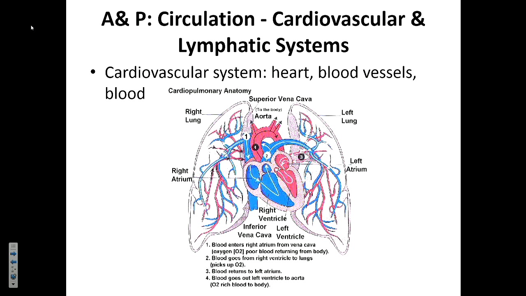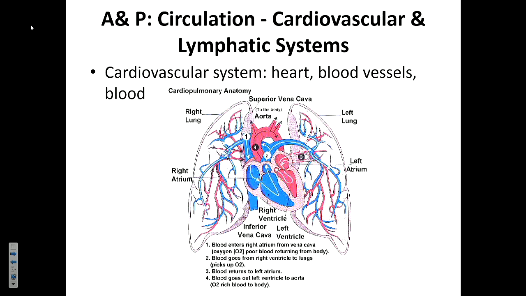And one of the things that you have to be able to understand, if you look at your packet, you have the vascular tree. Essentially, objectives 1 and 2 are asking you to understand the movement of blood through the heart. So we have to know that sequence of blood movement through the heart, taking it to the lungs and bringing it back again. That is listed in this slide, but I want to go through this.